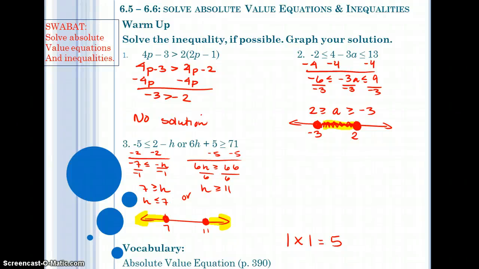Hello, beautiful people. Today we're going to be doing 6.5 to 6.6, solve absolute value equations and inequalities. Our SWABAT is going to be, obviously, to solve absolute value equations and inequalities.